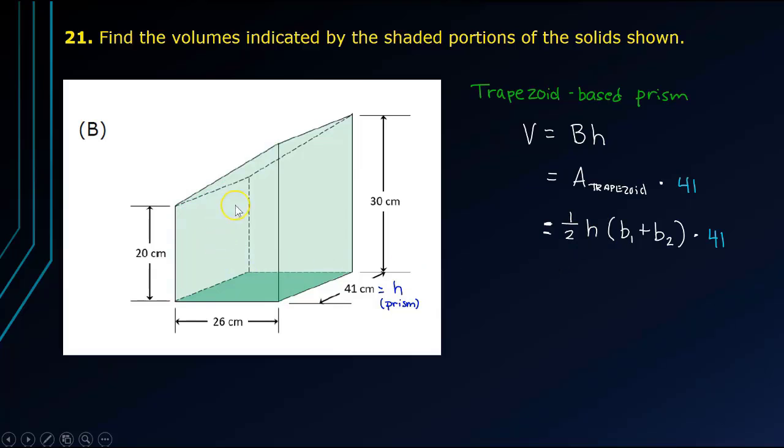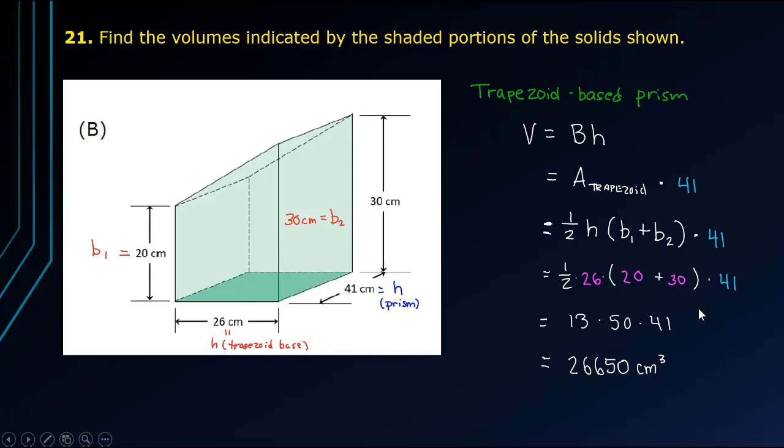So when I look at the trapezoid itself, I know that this side here is 30 centimeters because it should be the same measurement as this. This is 20 centimeters, and this is the height of that trapezoid. Okay, so there's two different heights in this again. I have to make sure I know which one's which and where they need to go. And so this is 26, that's the height, 20 and 30. So 1/2 times 26 times 20 plus 30. I end up with this, which is 26,650 cubic centimeters.